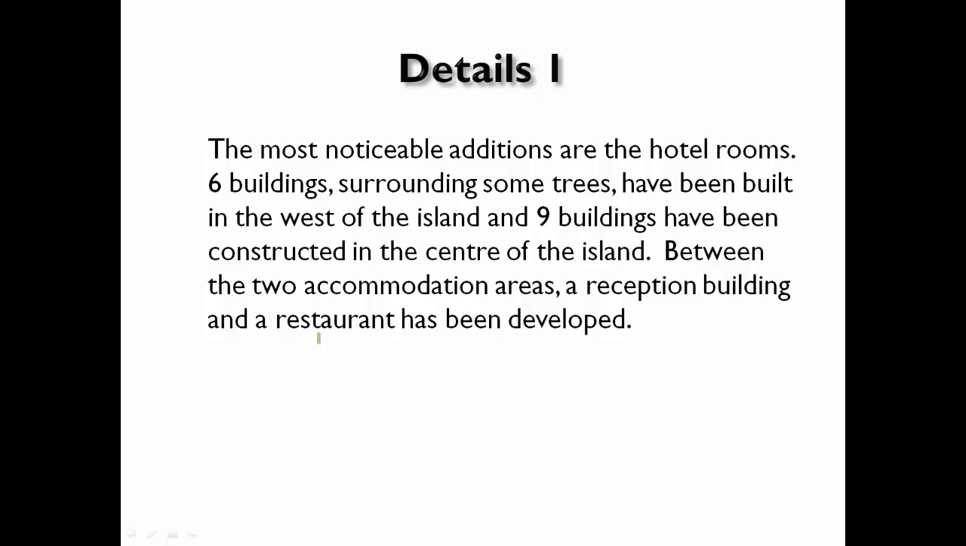In the details, the most noticeable additions are the hotel rooms. 6 buildings surrounding some trees have been built in the west of the island, and 9 buildings have been constructed in the center of the island. Between the two accommodation areas, a reception building and a restaurant has been developed. So you'll notice that I get into a lot of specific details: 6 buildings surrounding some trees, 9 buildings in the center, 2 accommodation areas, a reception building, a restaurant. So these are all very, very specific details. This is where we take the most significant things and describe them in more detail.